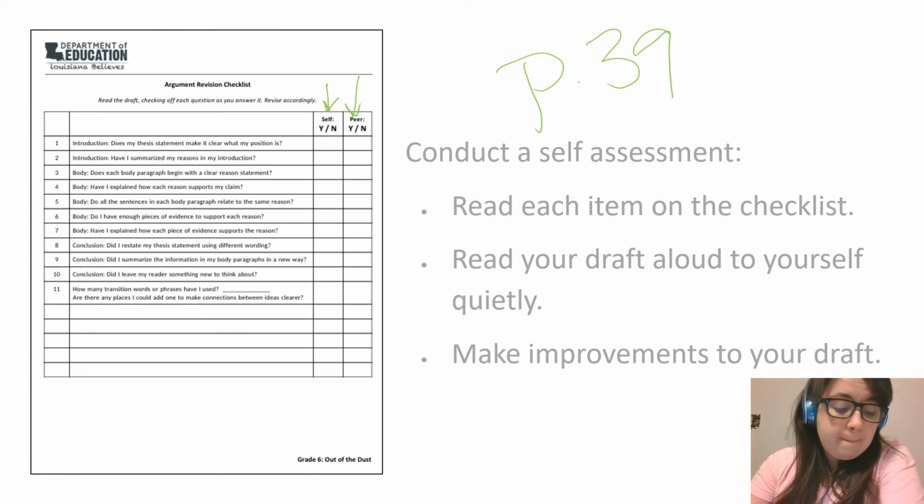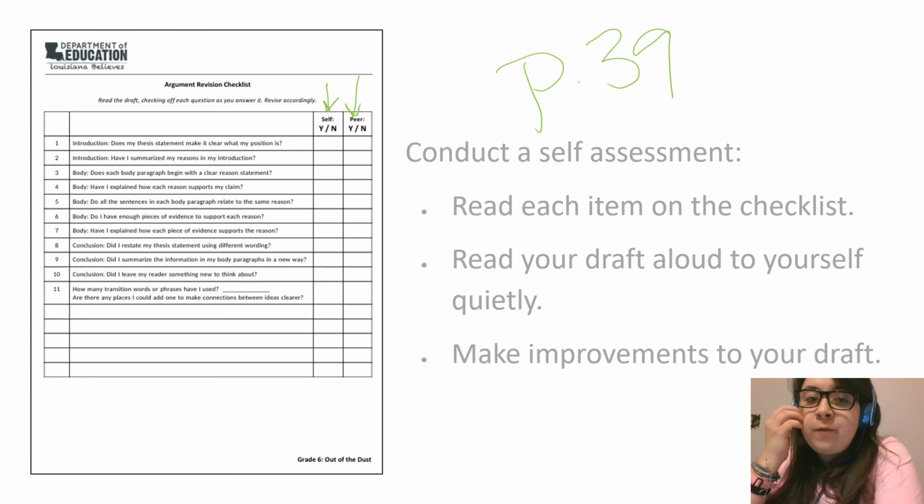And 11, how many transition words or phrases have I used? So that one, you're going to count them all up, and then write that in the blank there. And it says, are there any places I could add one to make connections between ideas clearer? So yes or no. If there's a place, find it, and then put it in. Again, use page 3 in your purple folder to help.